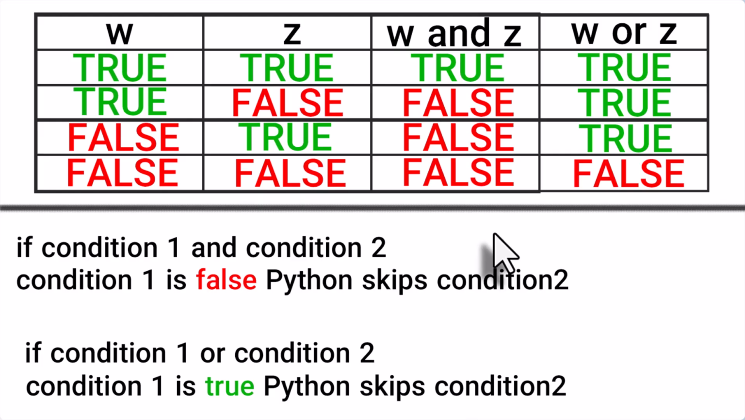The AND operator. When you write an expression like W and Z, the result will be true only if both W and Z are true. In all other cases, the result is false.